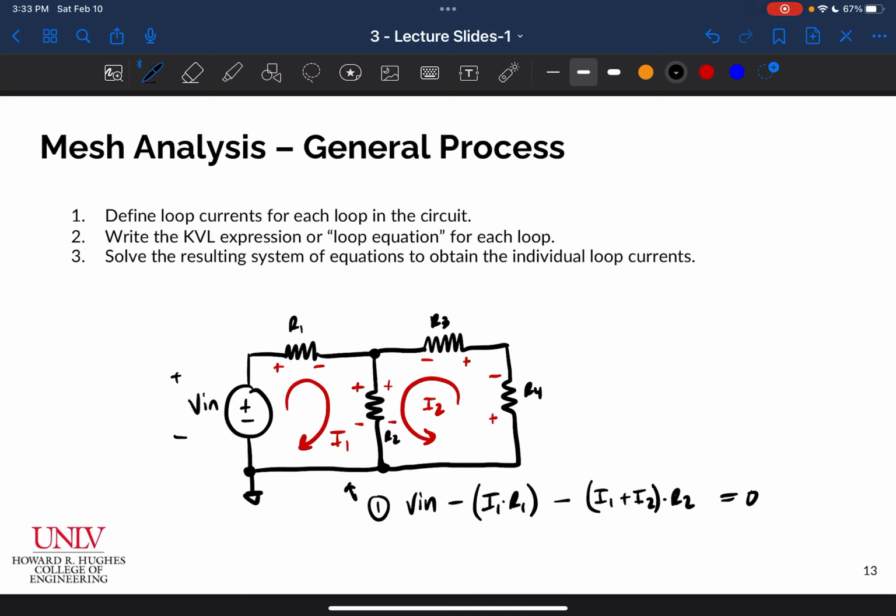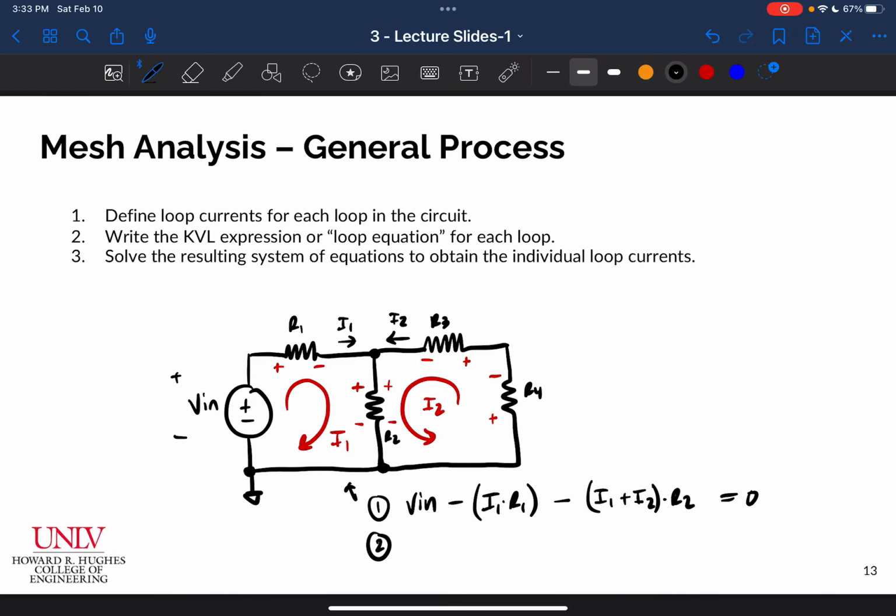Because I know that the current here is I1 from this loop. The current here is I2, but then R2 sees both of those currents, so I have to make sure that I sum them. And just so you know, the reason why I draw one clockwise and one counterclockwise is so that I get this sum here, just so I don't get a negative sign there. Sometimes the negative signs get a little bit confusing. Okay, so then the second loop, I would do the same thing.